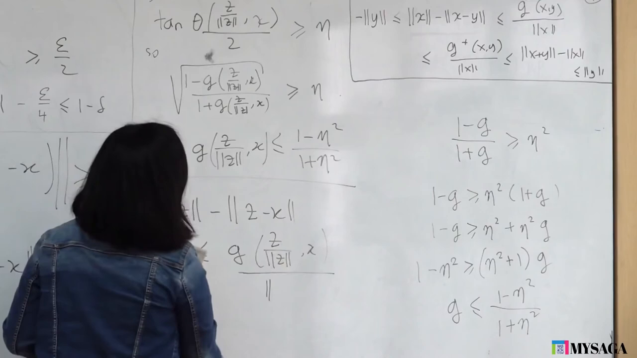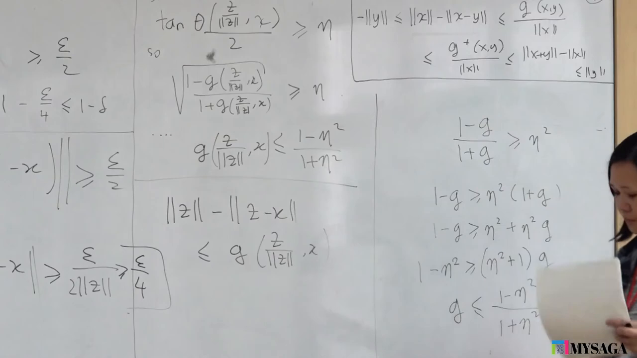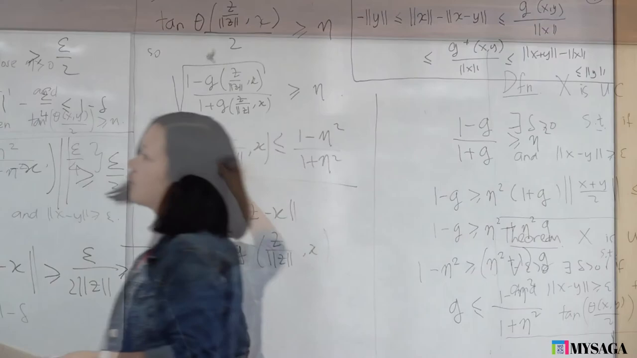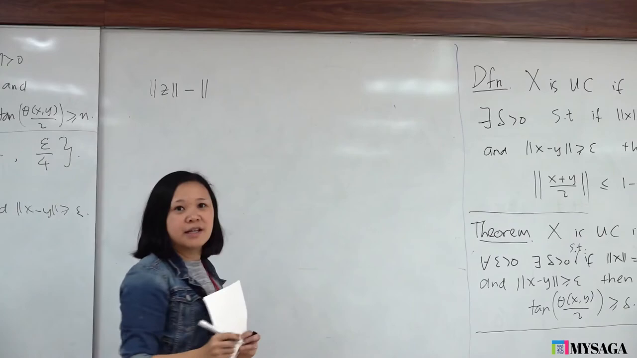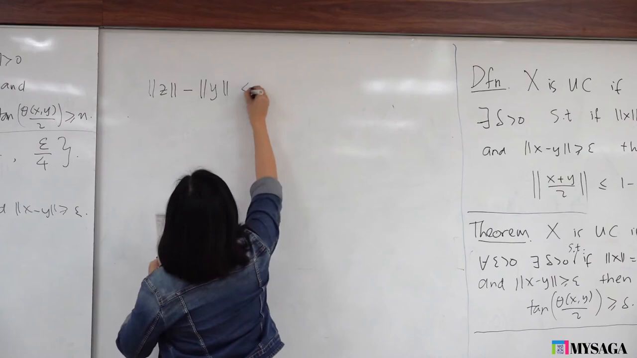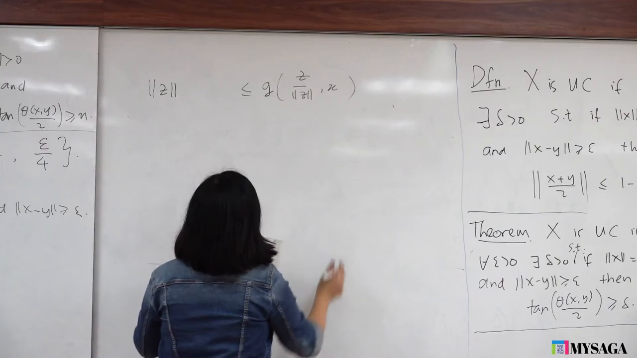Okay, so I'm here now. We're almost done. Okay, so let's see. Where can I write? So we have z minus, what is z minus x? z is x plus y, minus x again, y. Alright, so we have that is less than or equal to g of z divided by norm of z, but norm of y is 1, right? And I'm going to move it to the other side. So I have this.